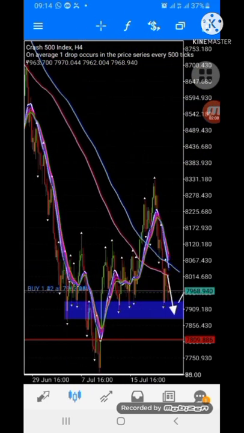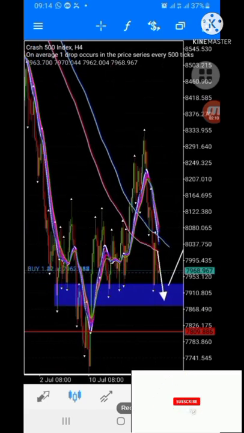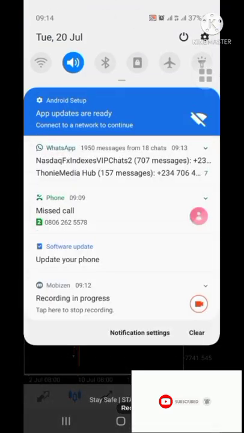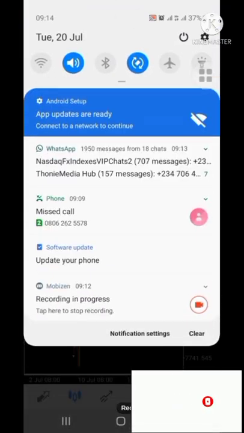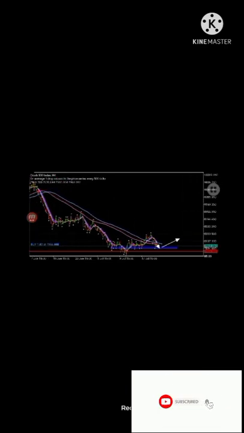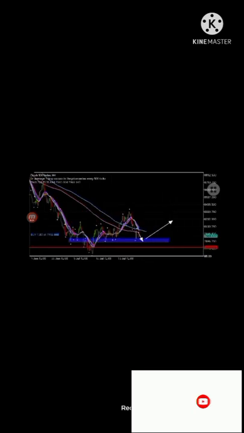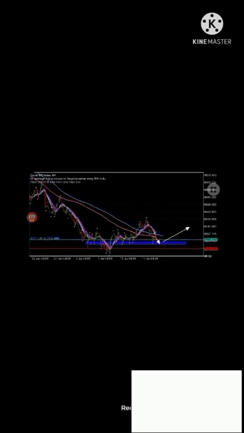Look at this. Let me do this landscape so that we can actually get it right. Now on the landscape we have something like this. This thing has been going down from this region.